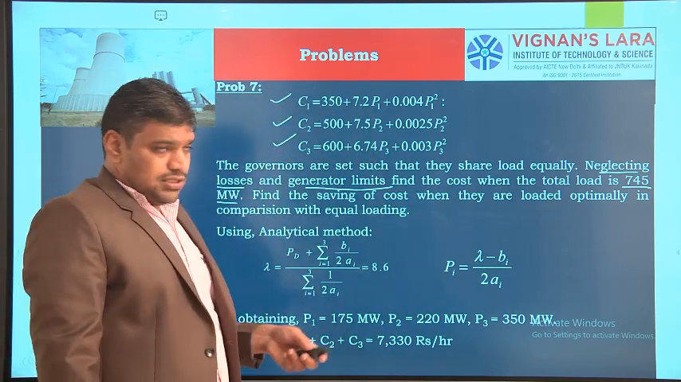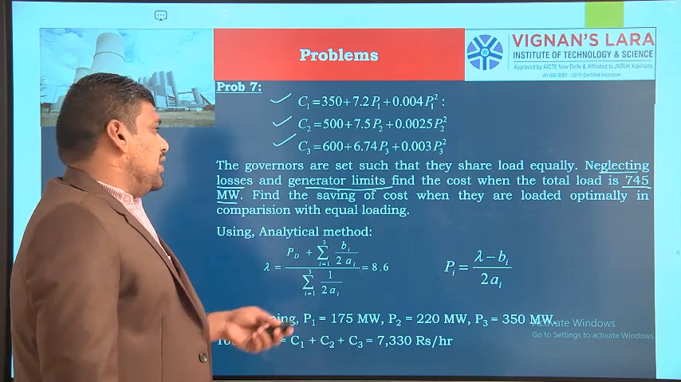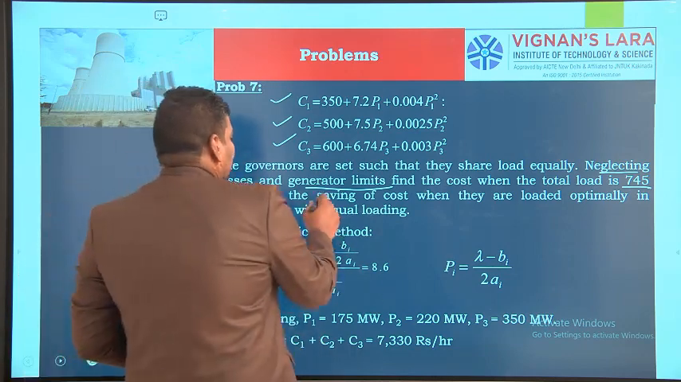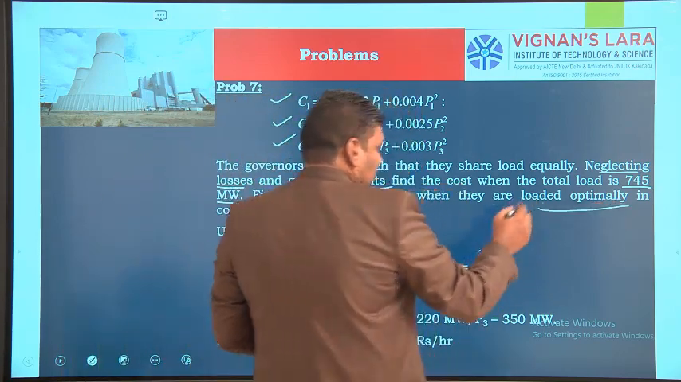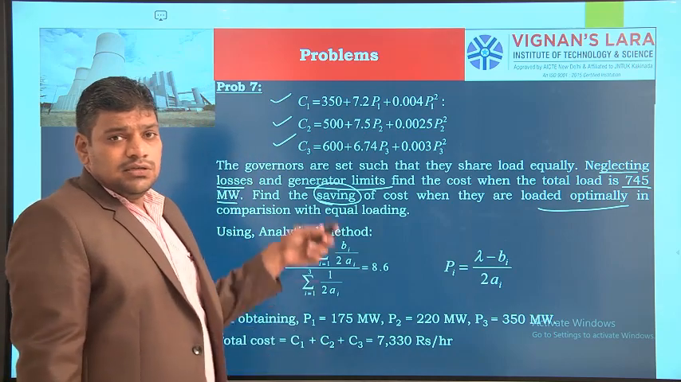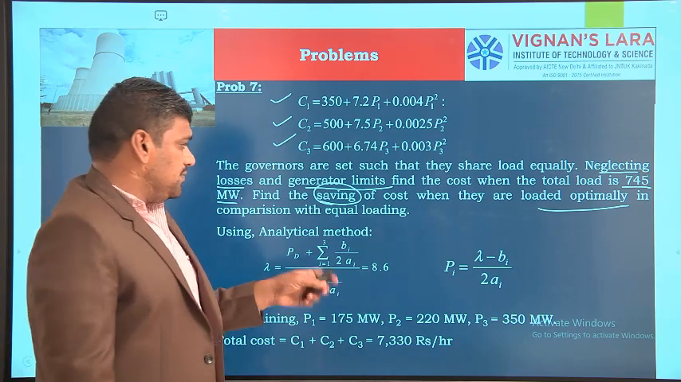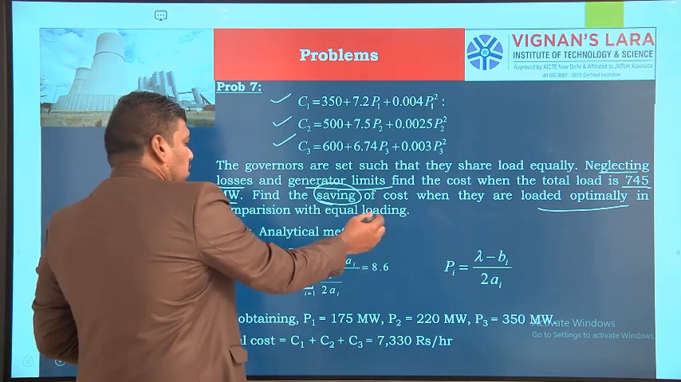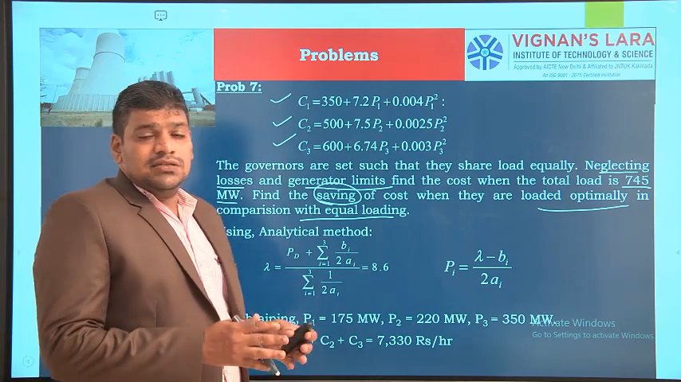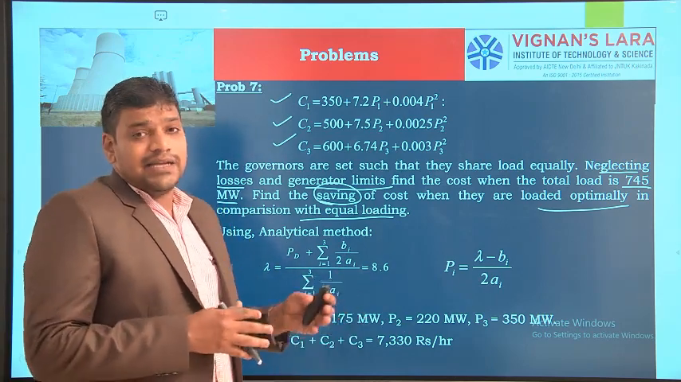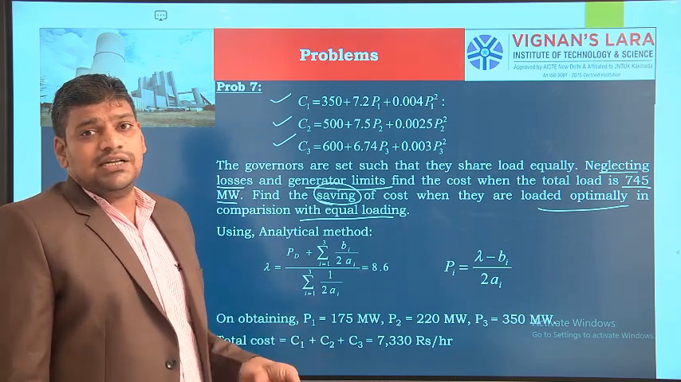Find the saving of cost when they are loaded optimally in comparison with equal load sharing. So what he is asking is the saving when they are loaded optimally. Loaded optimally means you have to load the generators for economic operation, that is, perform the economic dispatch, in comparison with the equal loading. So the first case is when the loads are dispatched economically. In the second case, the loads are shared equally.